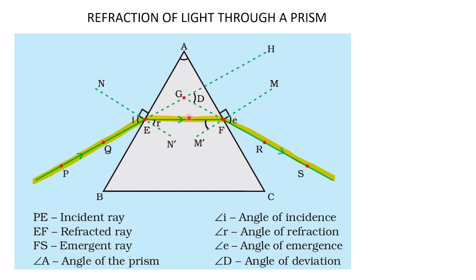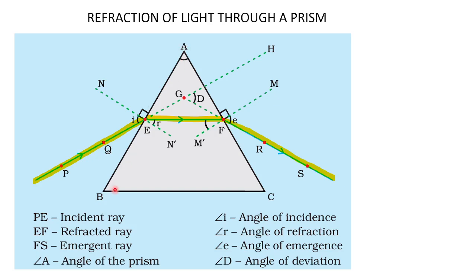PE is said to be the incident ray. I have written below the diagram. EF is the middle one. That is the refracted ray. FS, the third one, the last one, is said to be the emergent ray. So the first ray is said to be the incident ray. The next one, this portion, is said to be the refracted ray. Then the final ray emerging out of the prism is said to be the emergent ray.